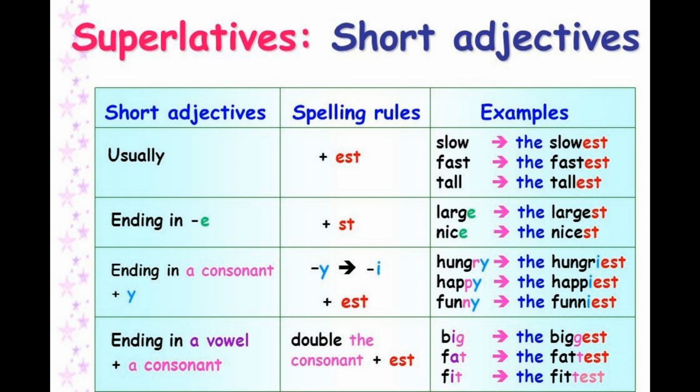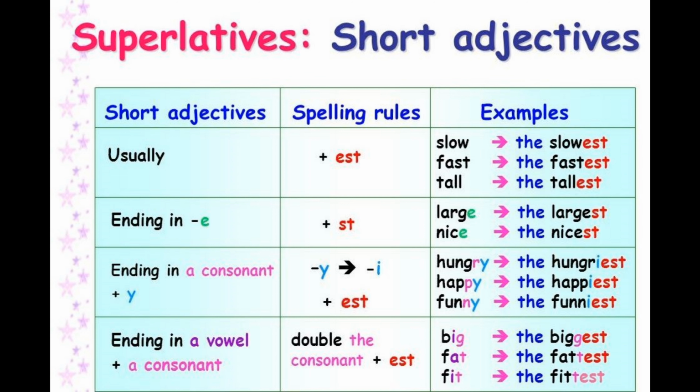Today, we are going to talk about what? Superlative. Superlative means we use the superlative form to compare one person or thing to a group of people or things. So we have a difference between comparative and superlative. Comparative means we compare two things or two people, but superlative means we compare one person to a group of people.